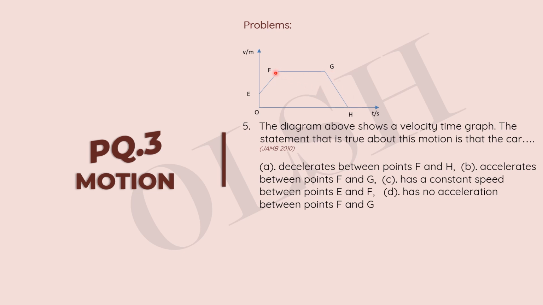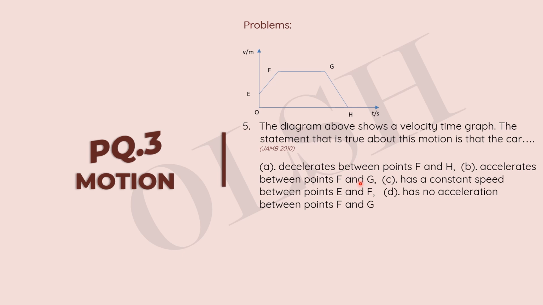This is wrong because between F and G we have constant velocity, and G and H is where we have retardation. So if there is any deceleration, it has to be between G and H, but we have F and H here, so A is wrong. Accelerates between points F and G. There's no acceleration here. This is constant velocity. The velocity is not changing with respect to time. It's constant.